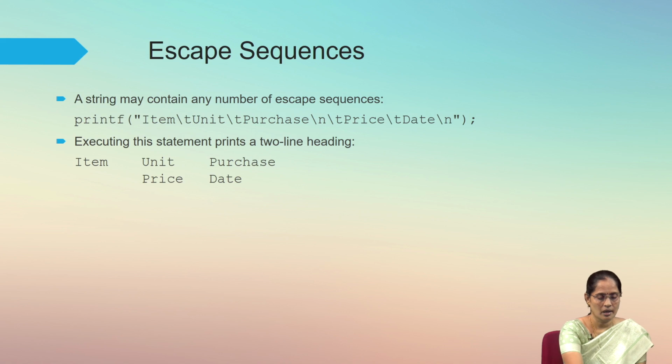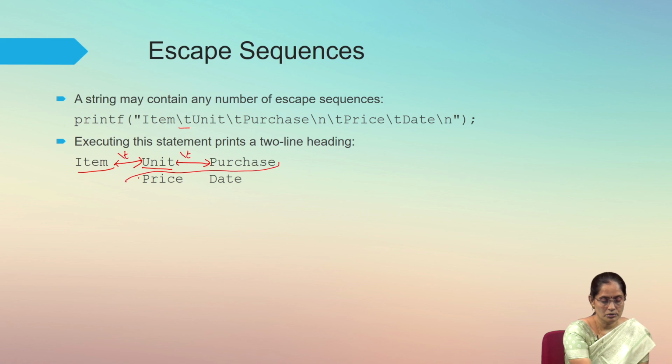Say for example, item is displayed here, then I use \t, which gives 8 character spaces, and then it displays the value unit, then again space. So, \t, then it gives purchase and then it gives a new line. So, it goes to the new line over here because it uses \n, and after \n again it uses \t.